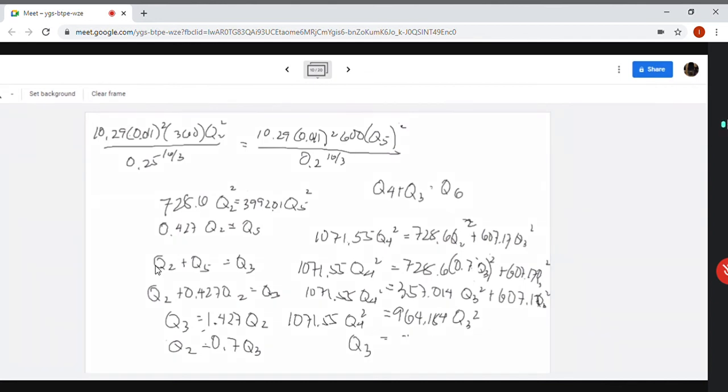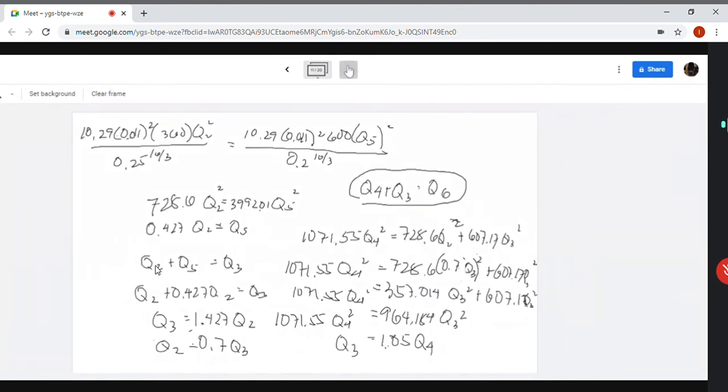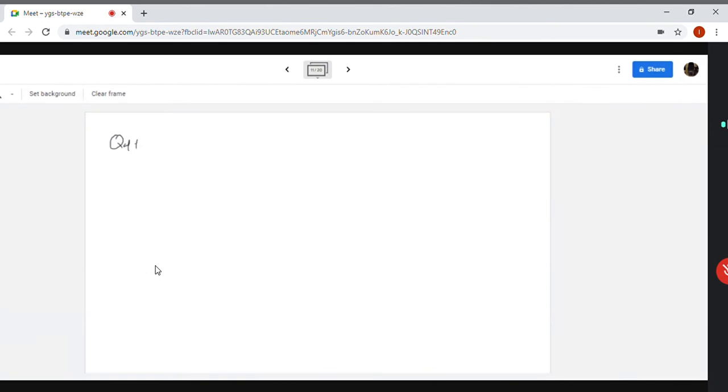1071.55 divided by 964.184, then we take the square root. So this is 1.05 Q4. We substitute this into the equation: Q3 is 1.05 Q4, so Q4 plus 1.05 Q4 is equal to Q6, or that is 2.05 Q4 is equal to Q6.